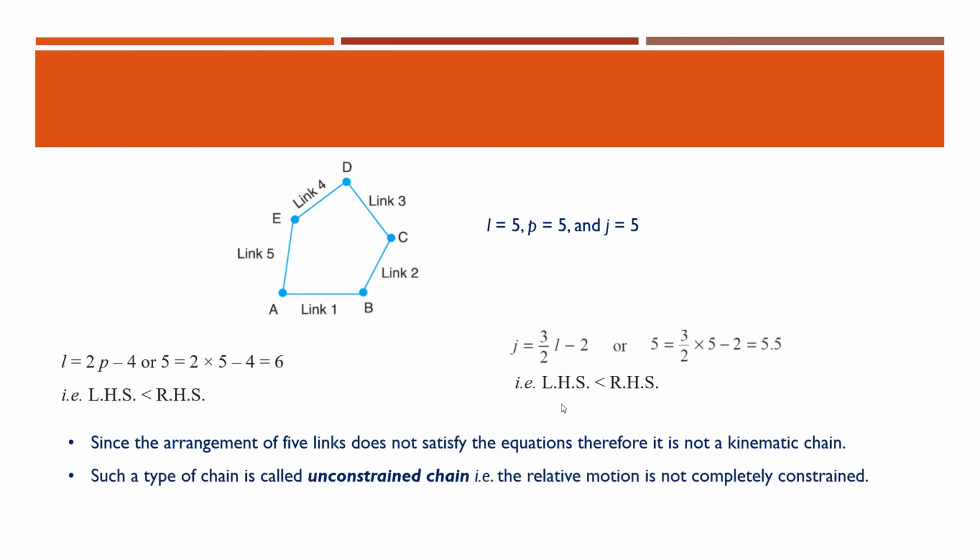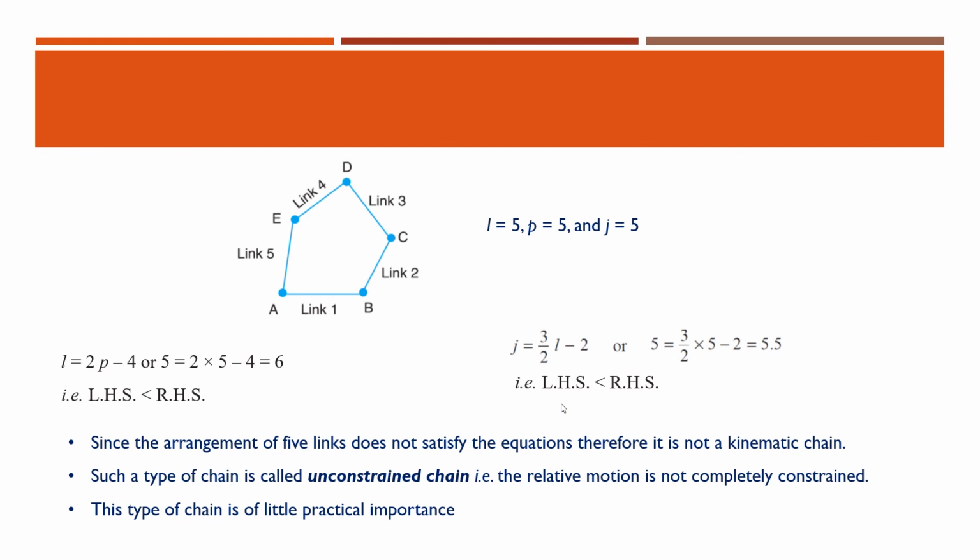Such a chain is called an unconstrained chain, that is, the relative motion is not completely constrained. If we apply a load at any point, say D, it can move in any direction. It is not completely restricted. So, it is an unconstrained chain and these types of chains are of little practical importance. Only if we have a very constrained motion will it have some practical importance. This type of chain is of no practical use.